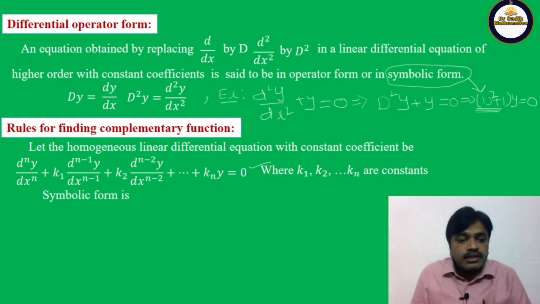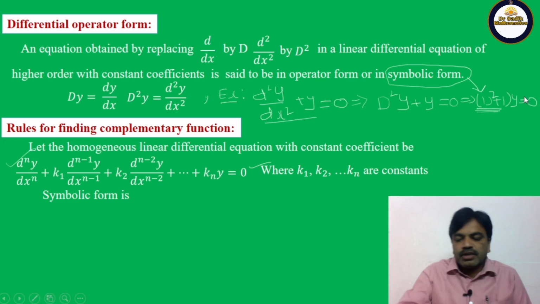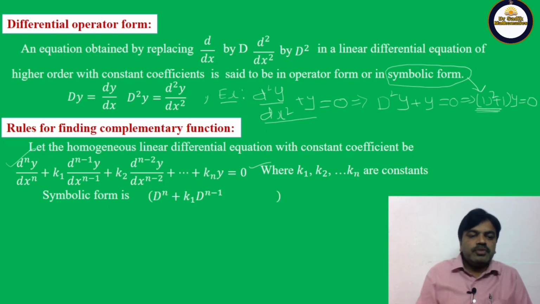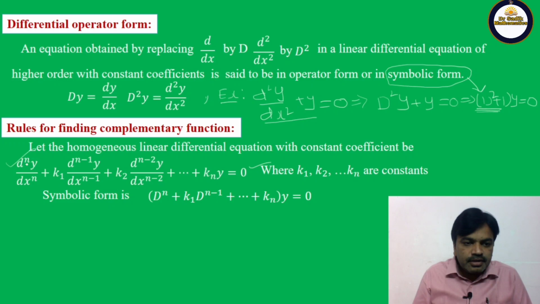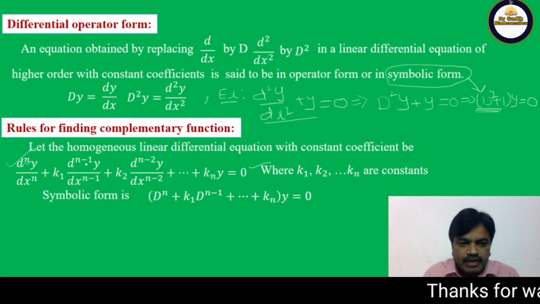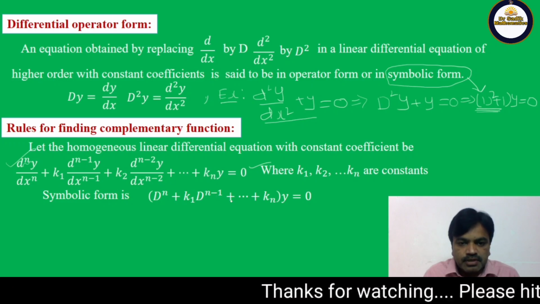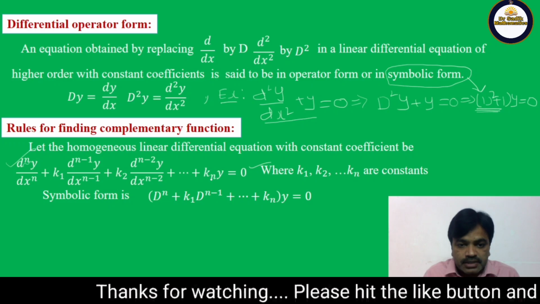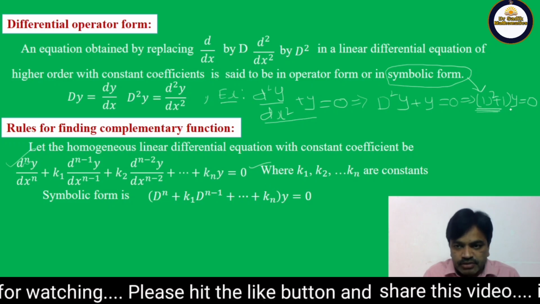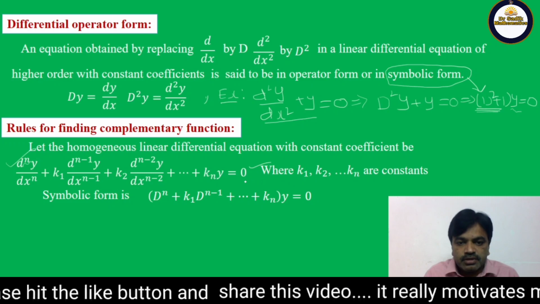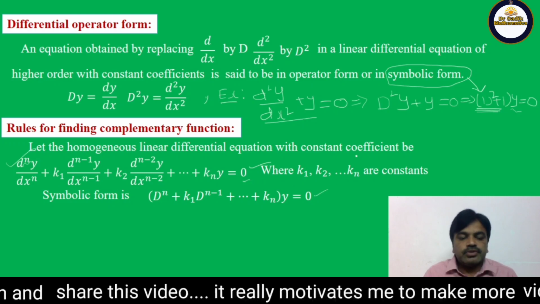Now I want to write the symbolic form of this equation, friends. We already know how to write an equation into symbolic form. Let us see the symbolic form. We have here power n, so you write D to the power n plus k1 into D to the power n minus 1 plus and so on plus kn, into y, is equal to 0, since the right hand side value is 0.